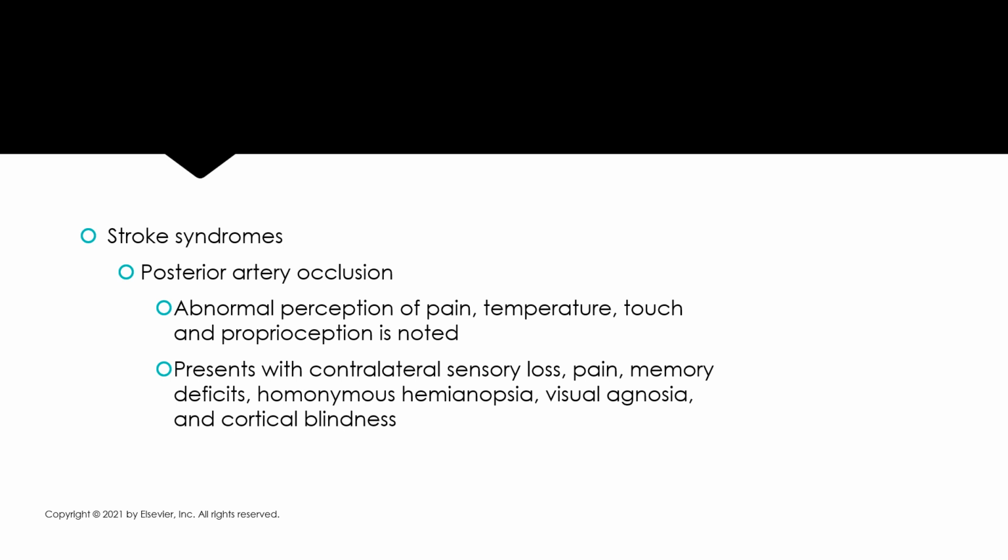Posterior artery occlusion, so this is after that vertebrobasilar where it's now branched off to the posterior branches of that circle of Willis. These patients can present with abnormal perception of pain, temperature, touch, and proprioception. They present with contralateral sensory loss, pain, memory deficits, homonymous hemianopsia, visual agnosia, and cortical blindness.